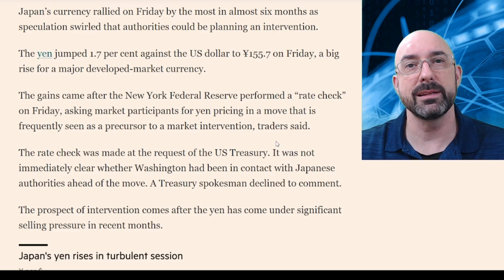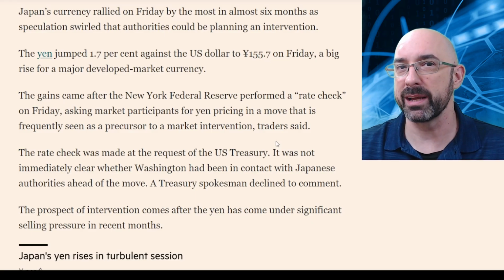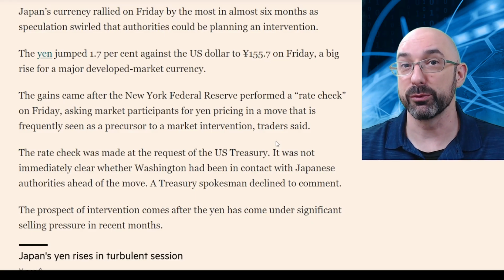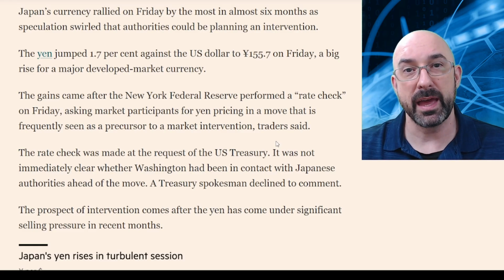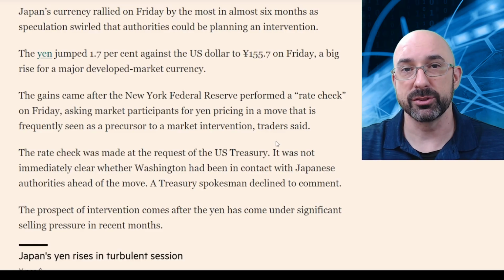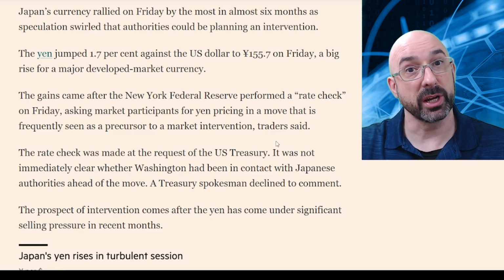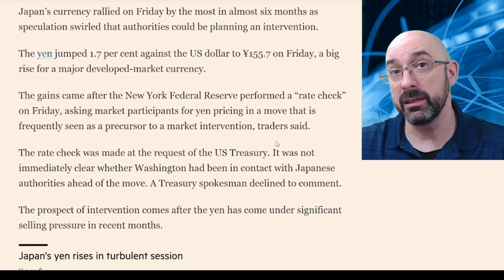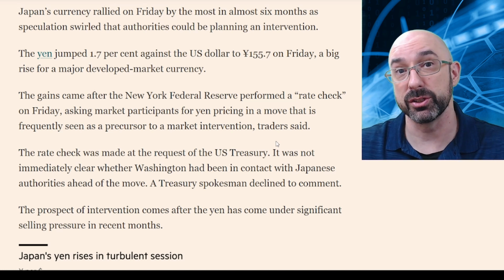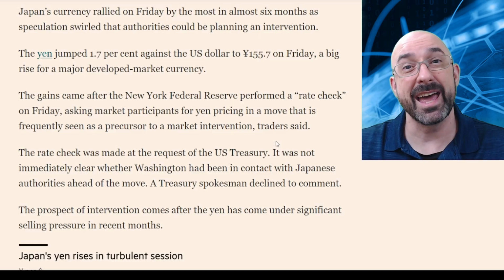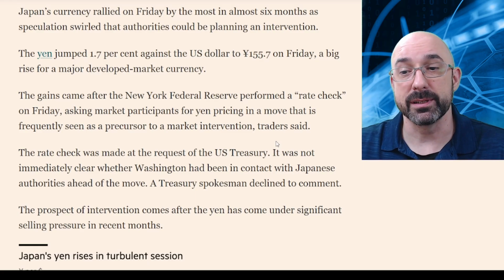So that's what you're seeing. The United States government checked the price in case they needed to make a really, really big purchase. And that purchase, that action, would be a market intervention. It's two steps: rate check, check the price. Then intervene, or have an intervention. Intervene being the verb, intervention being a noun. And that is an action, doing something, in this case, buying and selling of that currency.